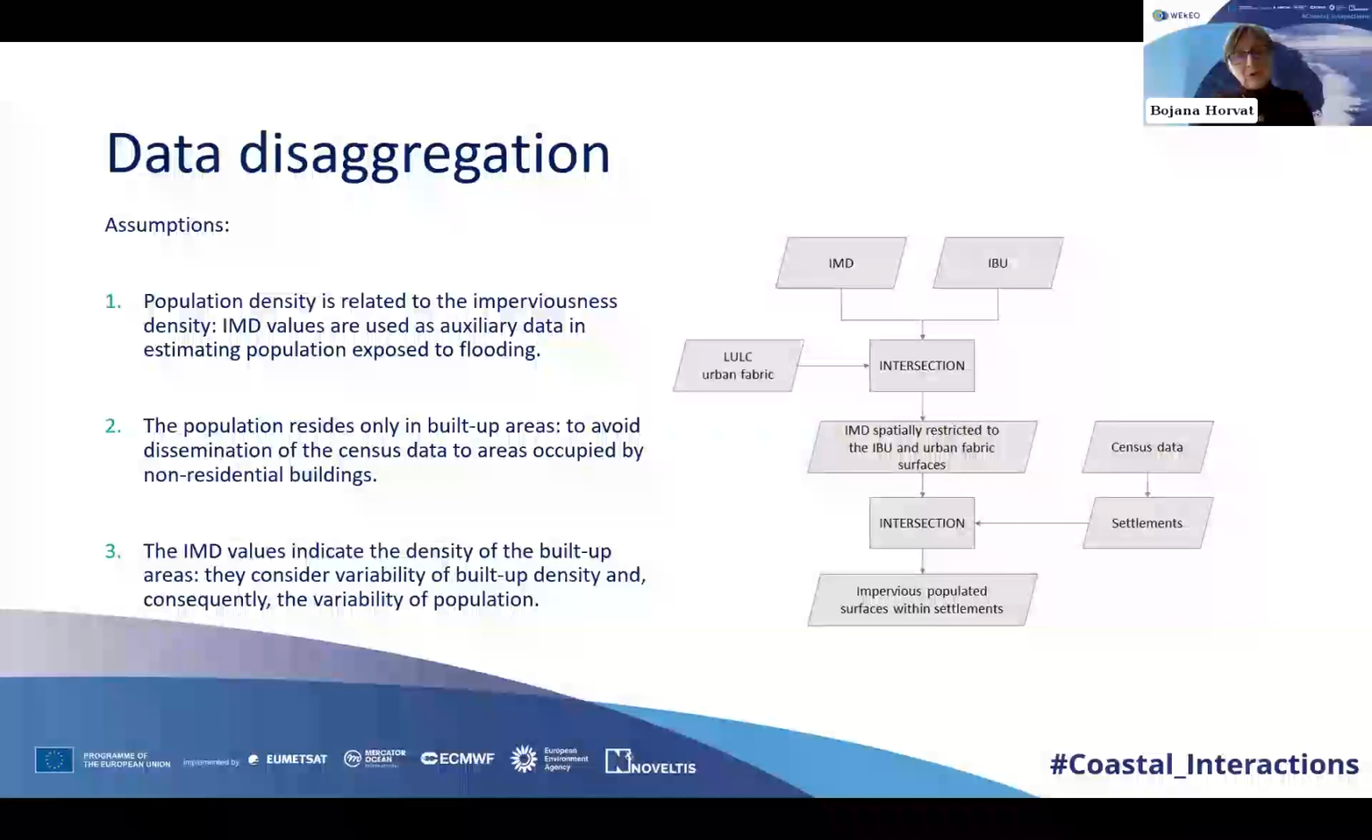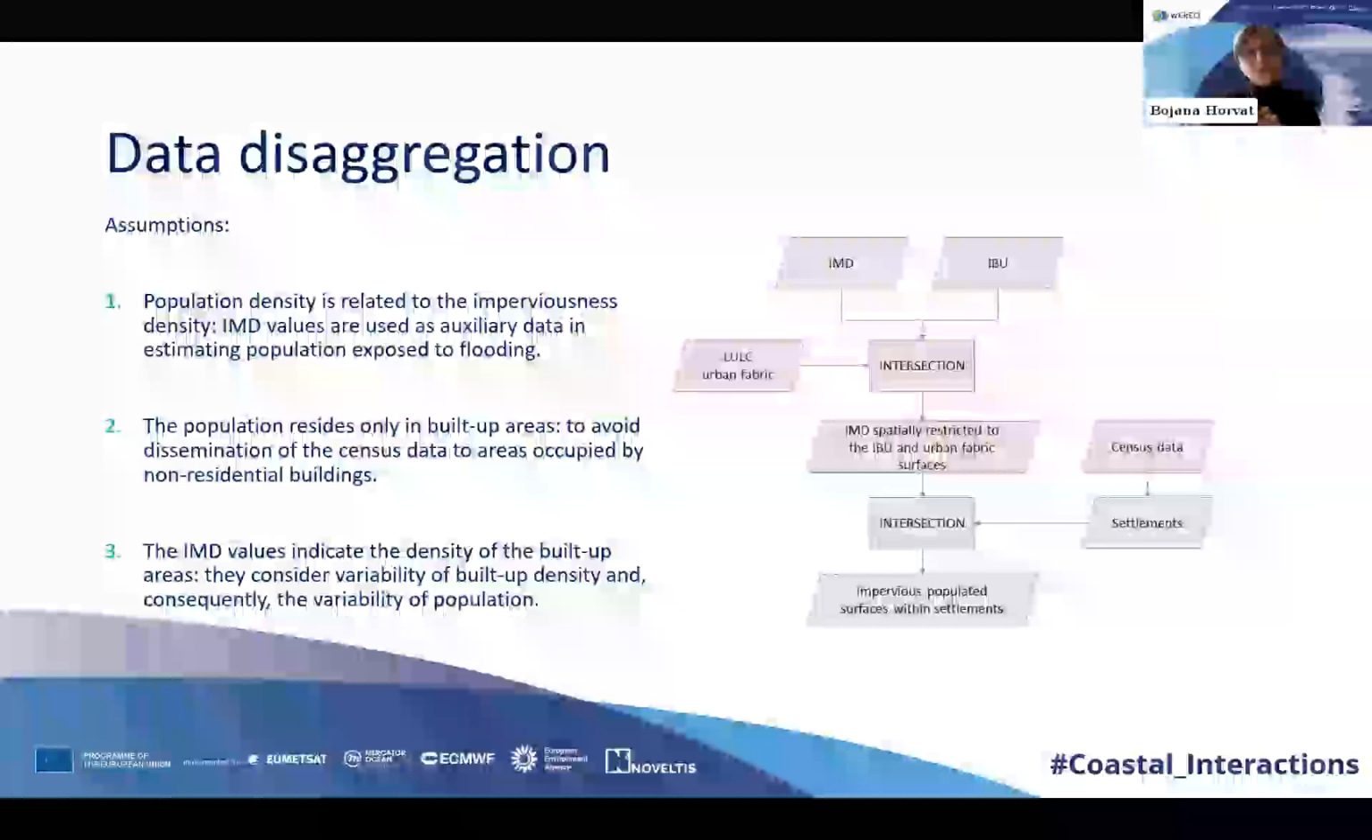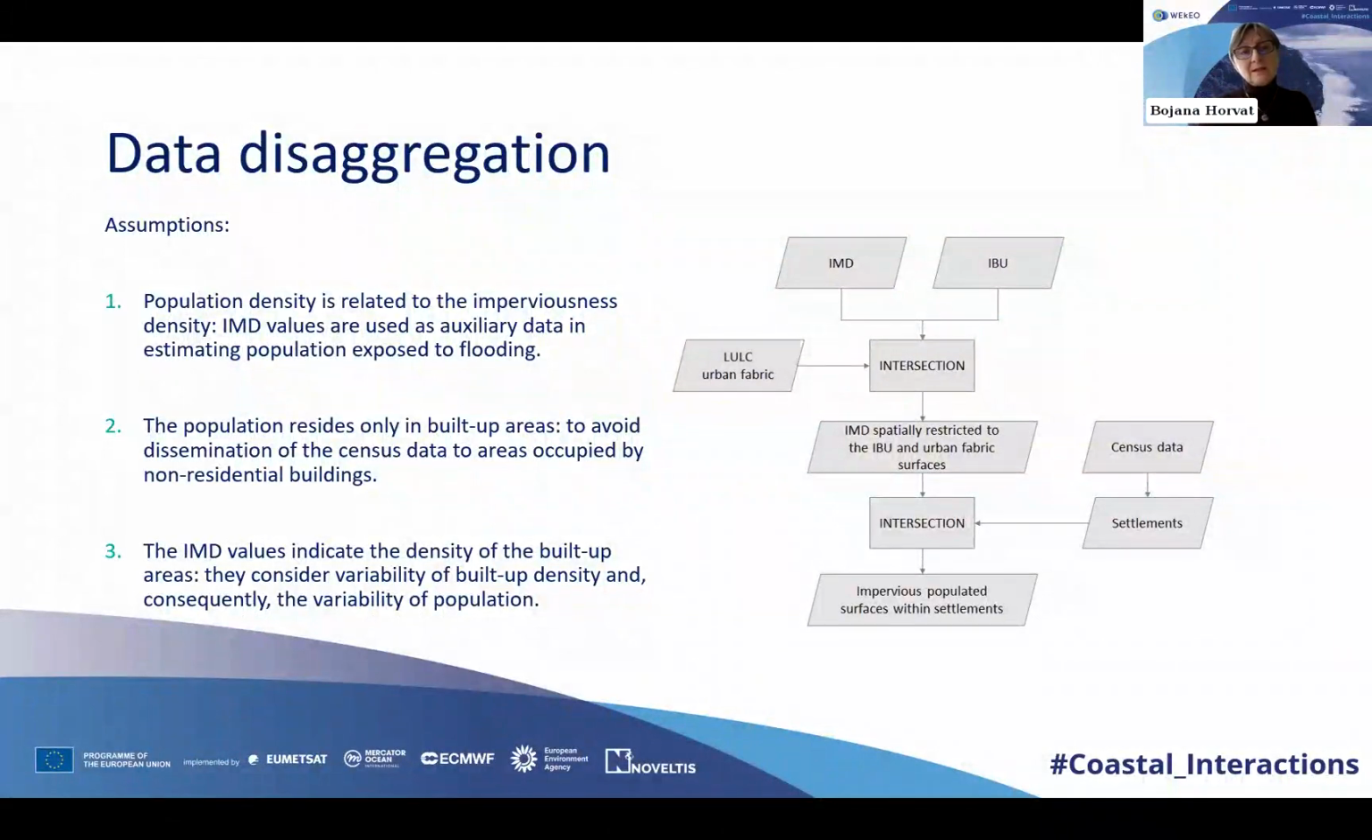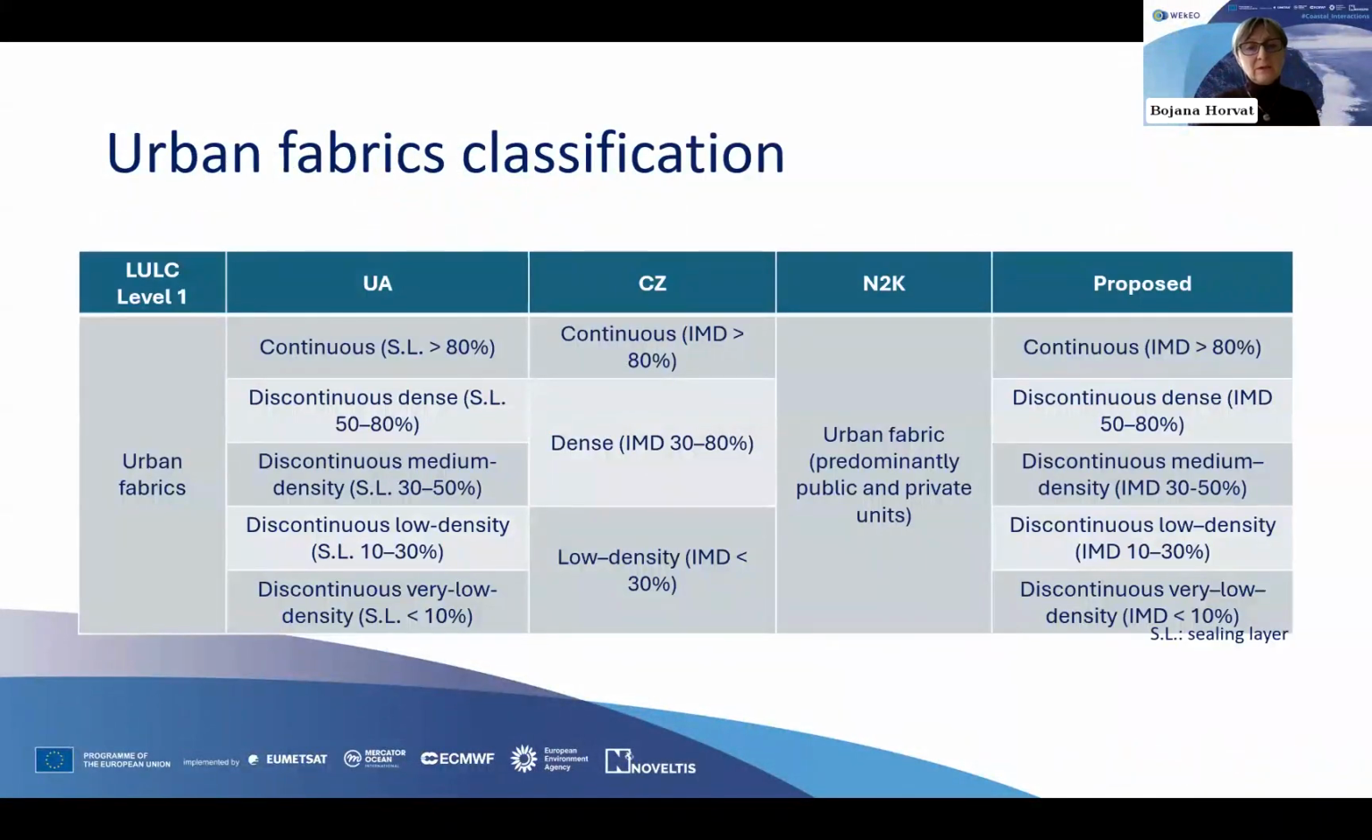By intersecting those auxiliary data with urban fabric that we extracted from the available land use land cover data, we got IMD spatially restricted to those residential areas, and then we overlaid it with census data to get the surfaces within the settlements that are probably occupied by the population. That's roughly the methodology we applied.